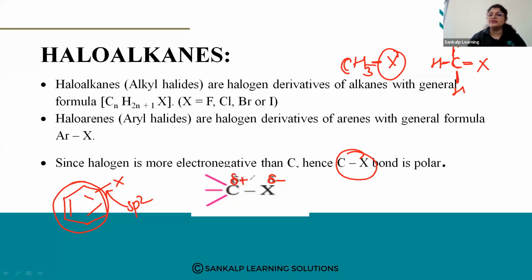Okay, so the C-X bond. Since the halogen atom is more electronegative than the carbon atom, it will tend to pull the electrons towards itself. As a result, there will be development of partial positive and partial negative charge. Hence the C-X bond is said to be a polar bond. Why is it so? It is due to the minus I effect, the inductive effect, because halogens are highly electronegative. So it tends to pull electrons towards itself, and there will be development of charges.